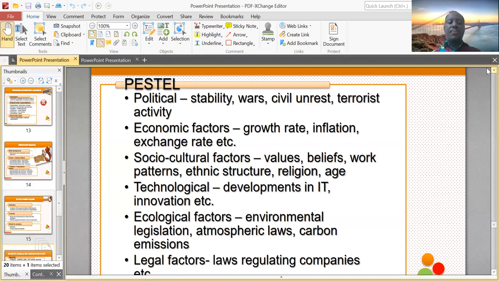Very, very important. Then you also have the technological bit. We are talking about developments in information technology, innovation.